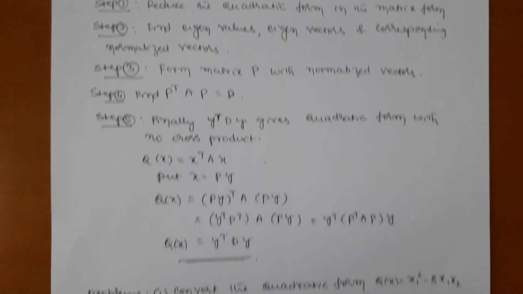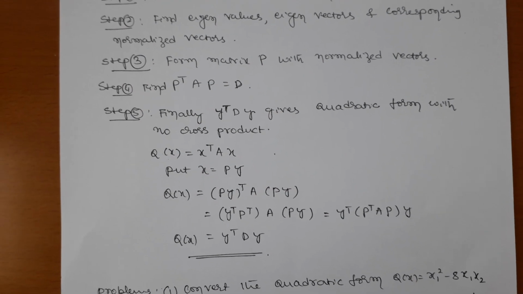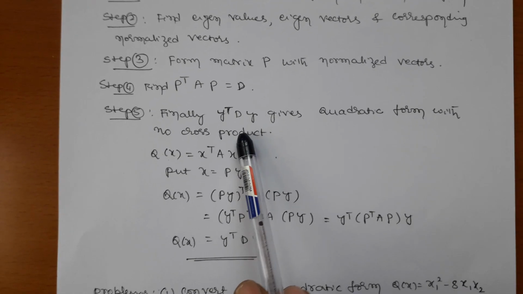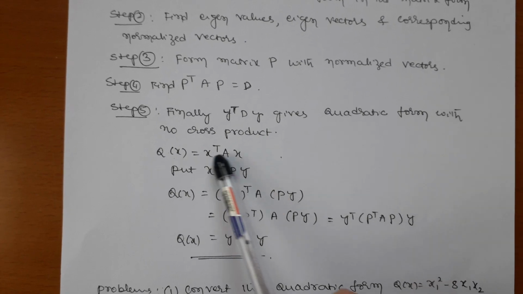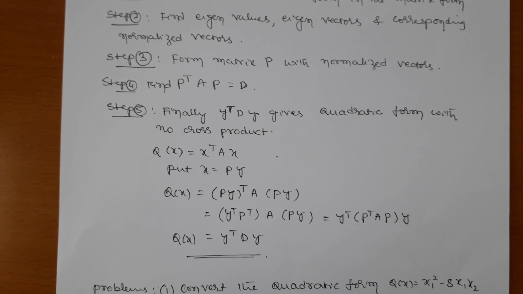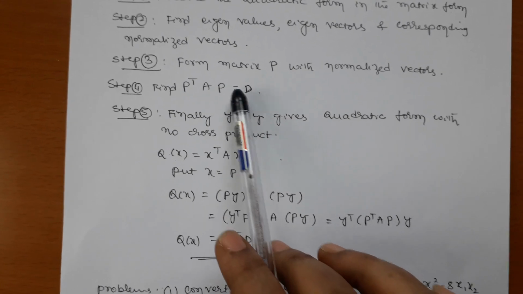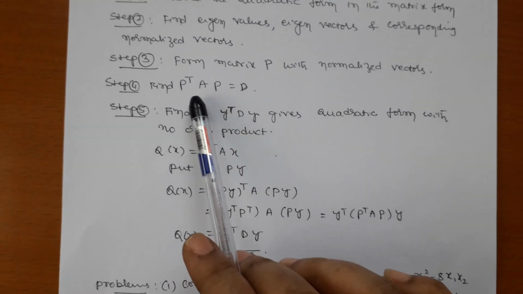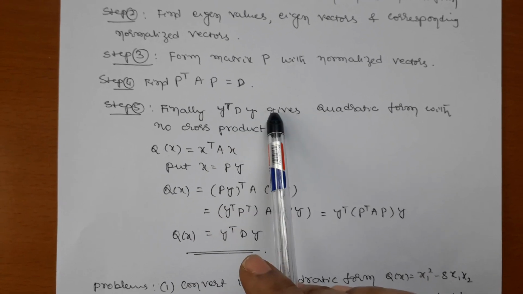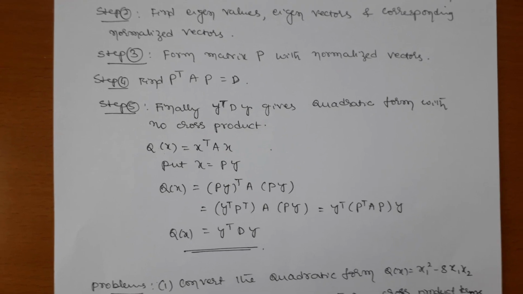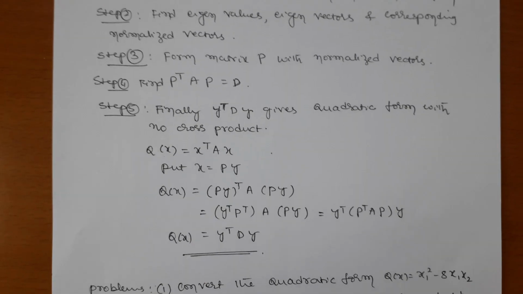After that, for the fifth step, because I have to produce a new quadratic form that doesn't have cross product terms, finally Y transpose D Y gives a quadratic form with no cross product. We multiply with the diagonalized matrix D, whose diagonal values are the eigenvalues of A. Then we replace with Y transpose D Y, which gives a quadratic form with no cross product. Let us see how this is possible. Therefore, I am explaining here.